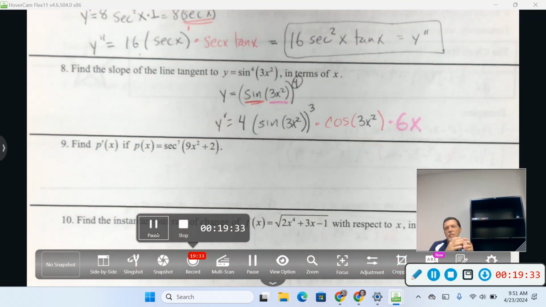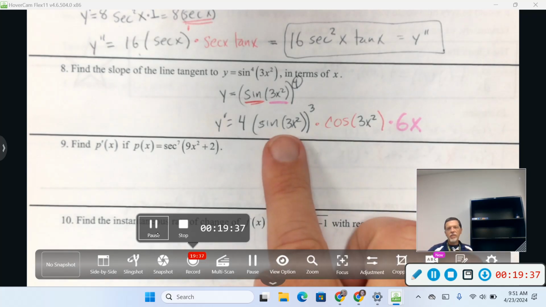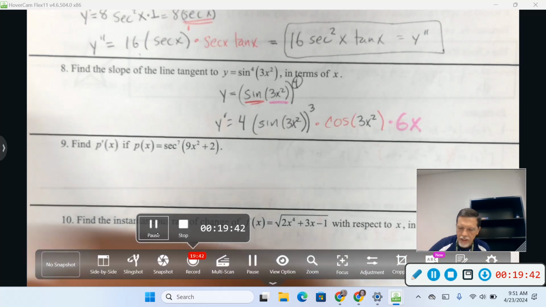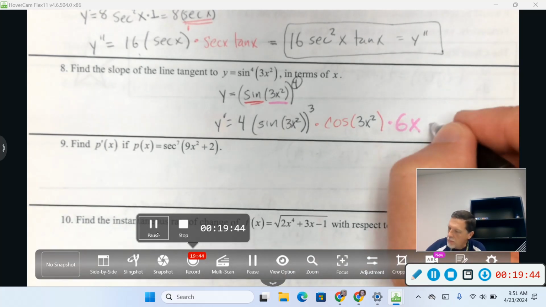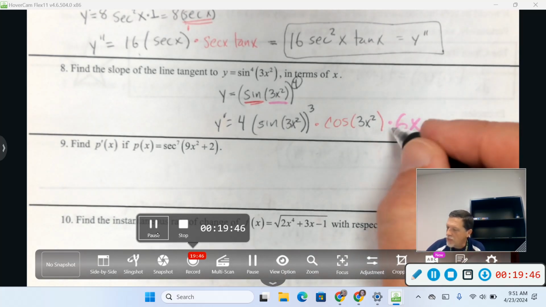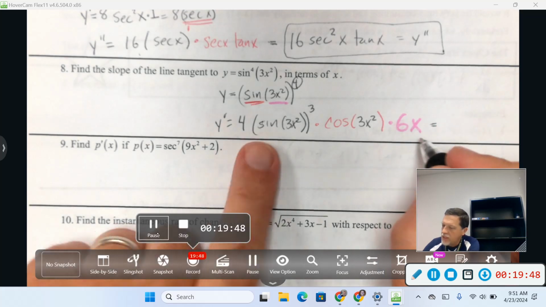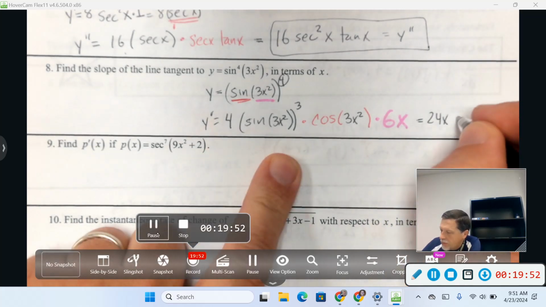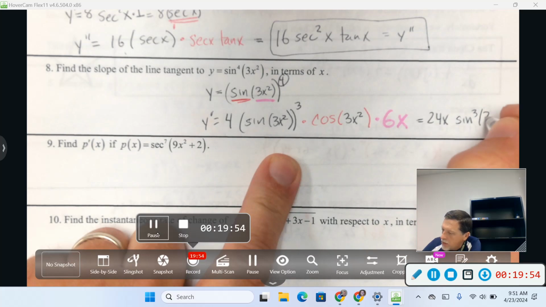So when things get more complicated, you can maybe see why it's called the chain rule, because this one has 3 links in the chain. And we could clean that up a little bit. I mean, there's nothing wrong with that answer. And about the only thing you could do to clean it up is 6x times 4. And then everything else would be kind of the same. Nothing much to do with it.